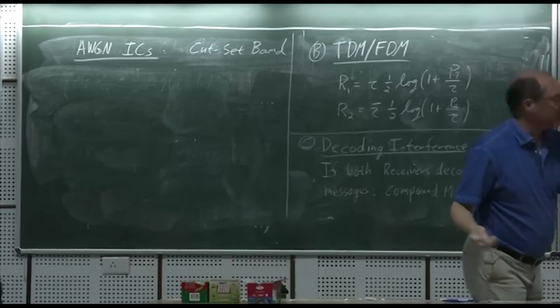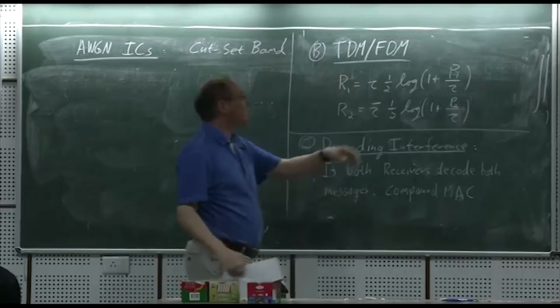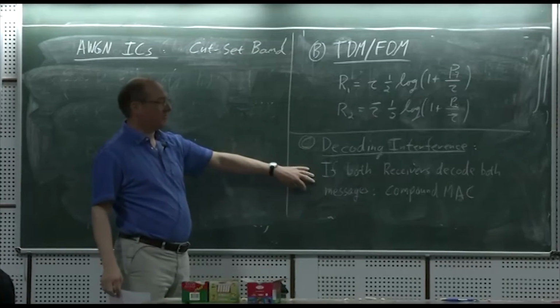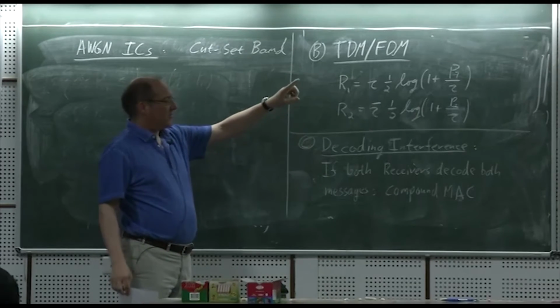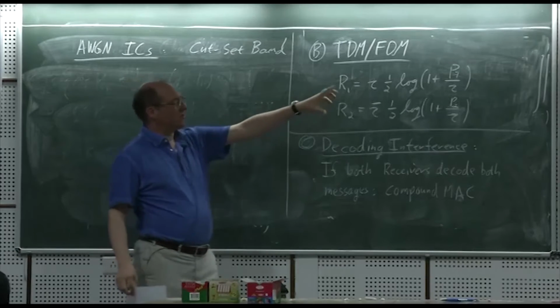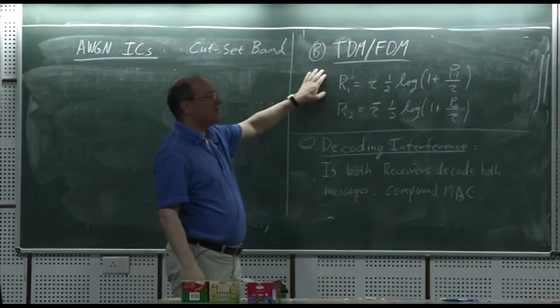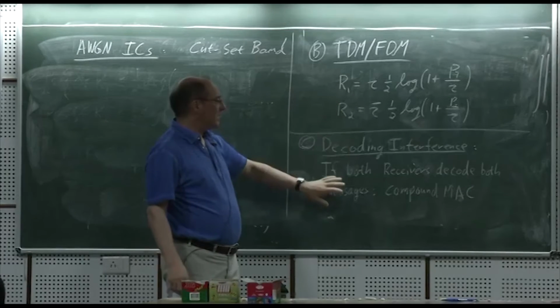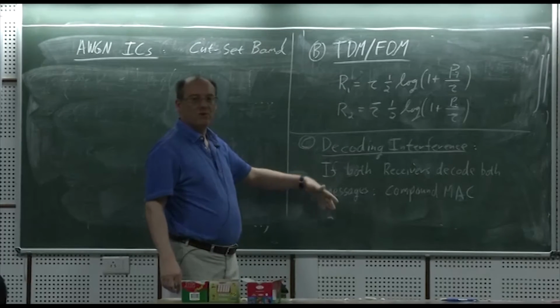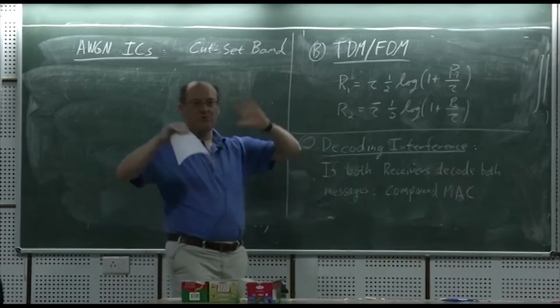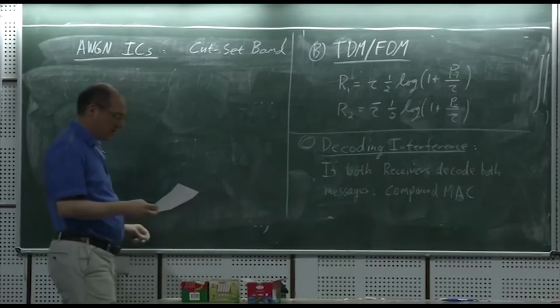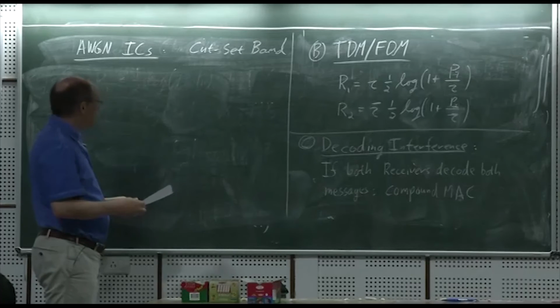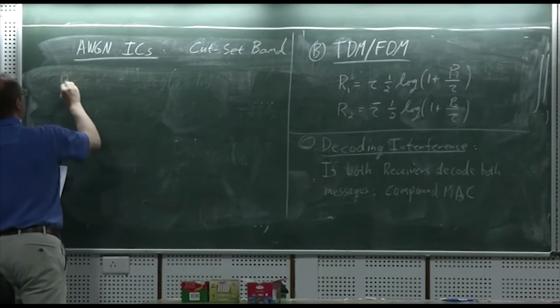So those are the three basic strategies: treat interference as noise, TDM-FDM, decode interference. And treating interference as noise is good when the interference is small. TDM-FDM is good when the interference is intermediate, and this is good when the interference is strong. Okay, so that's just the first general picture of basic strategies here. So it's just some remarks on that.